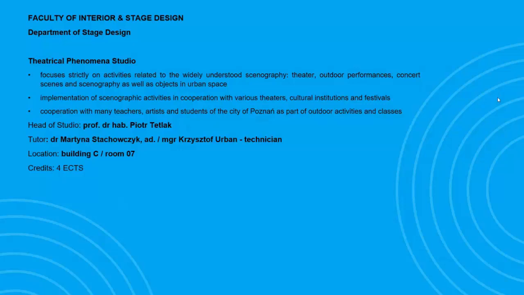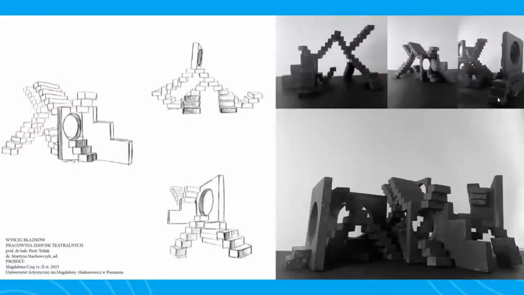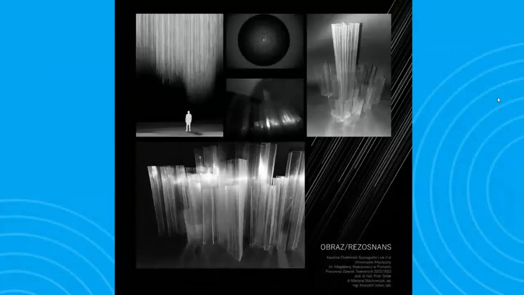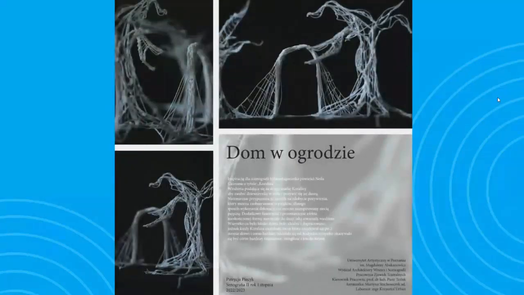And then in the end we have the theatrical phenomena studio, and here is more like the outdoor theater, the puppets, and all these kind of events which are taking place in structure of the city. So you can see that they are differently built, that the projects which I show you at the beginning. They're also bigger, different kind of constructions.